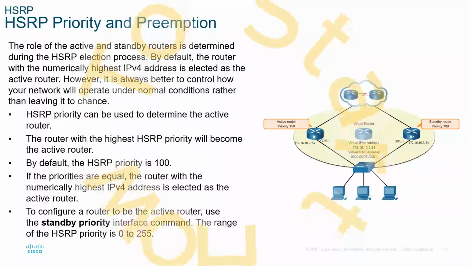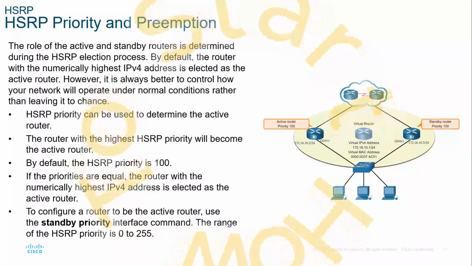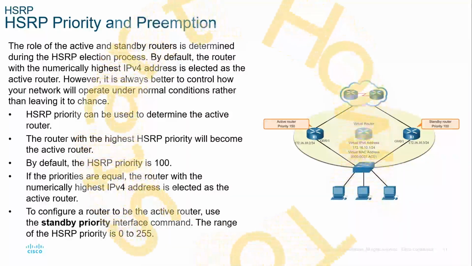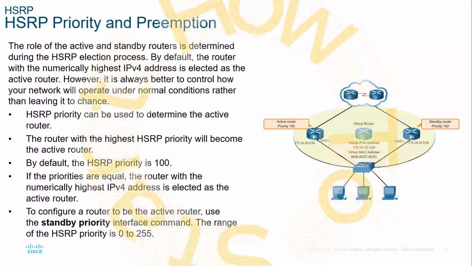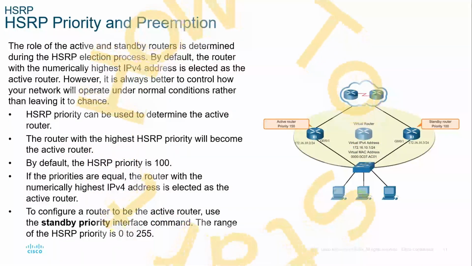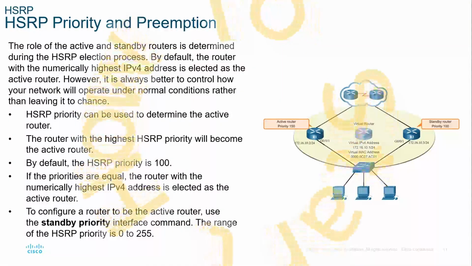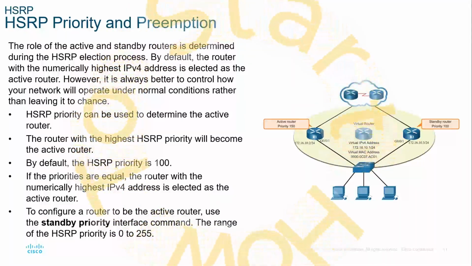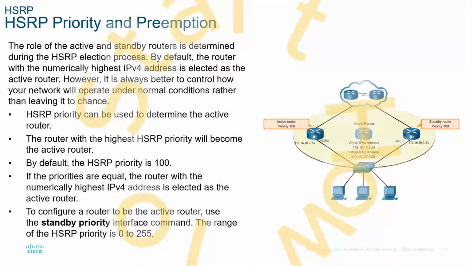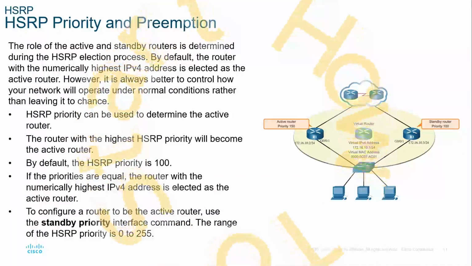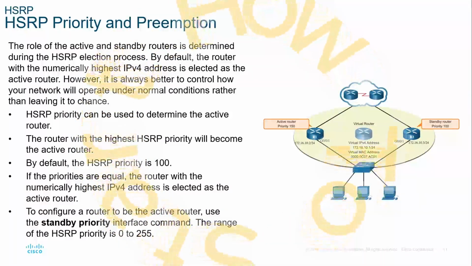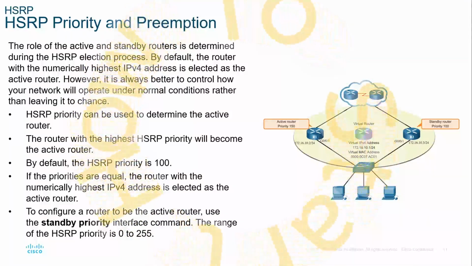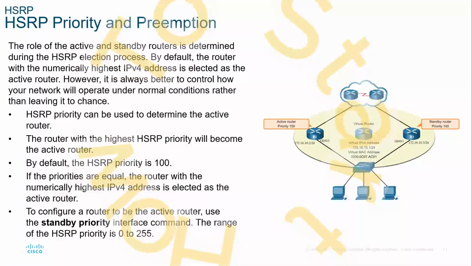That means to configure your router to be an active router, we can use the standby priority interface command, which ranges between 0 and 255. You can always lower the number to guarantee a specific router will be set to standby. Again, the default is 100. So if we have the default on one router and a secondary router set to 90, the default router should become active because it has the highest priority number.